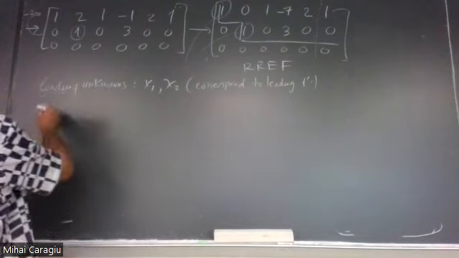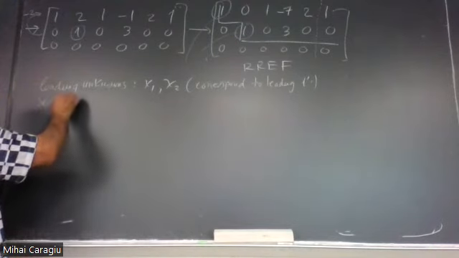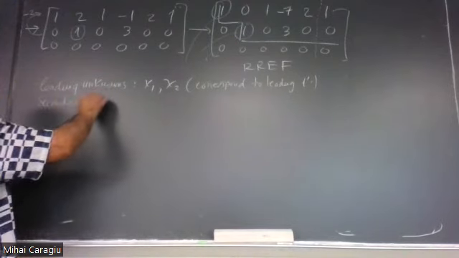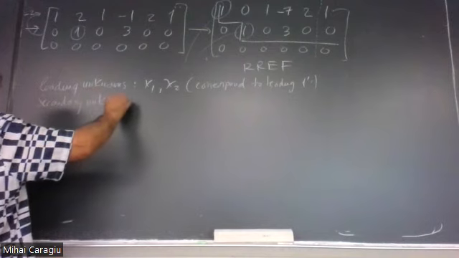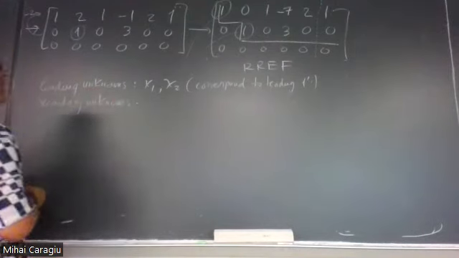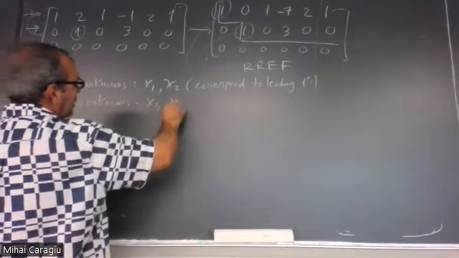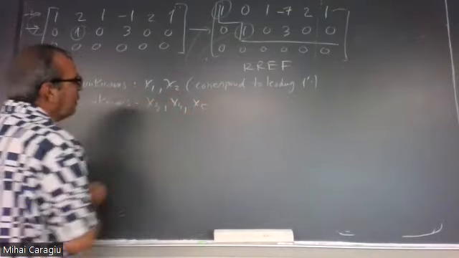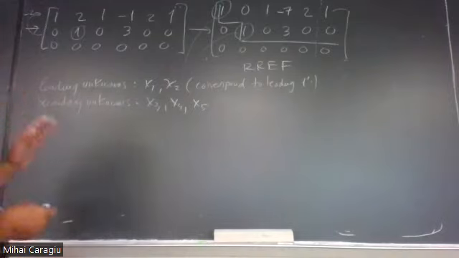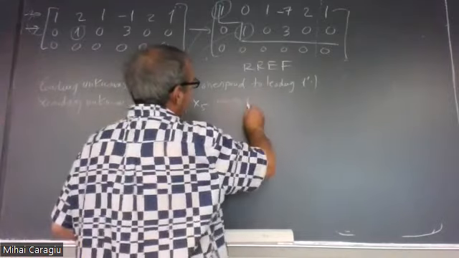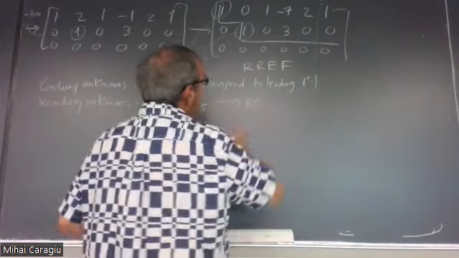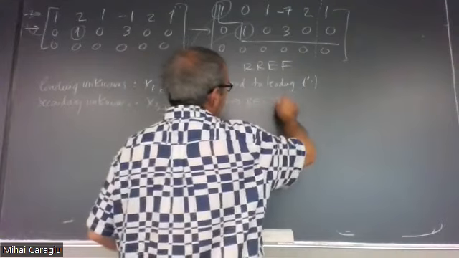Secondary unknowns are the unknowns which are not leading. So x3, x4, x5. At this moment, secondary unknowns become parameters. That's the idea of solving the system: they become parameters.